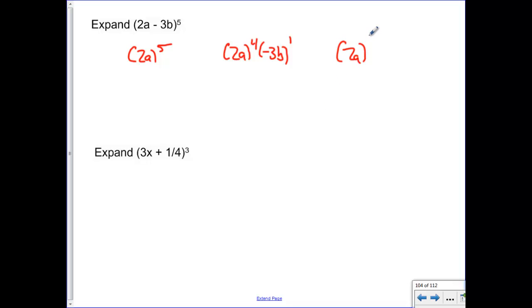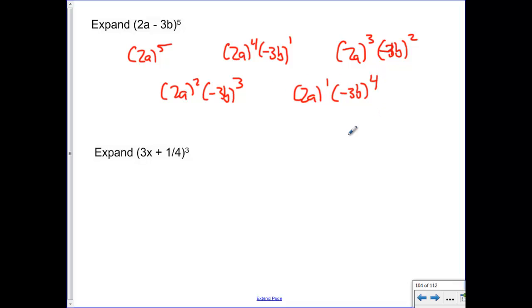Give me a second. Oh, I get it. Then you're going to want (2a) to the 3, but (-3b) is now going to go to the 2. Then you're going to want (2a) just to the 2 and (-3b) to the 3. Then you're going to want (2a) to the 1 and (-3b) to the 4. And then the last one is (-3b) to the 5.